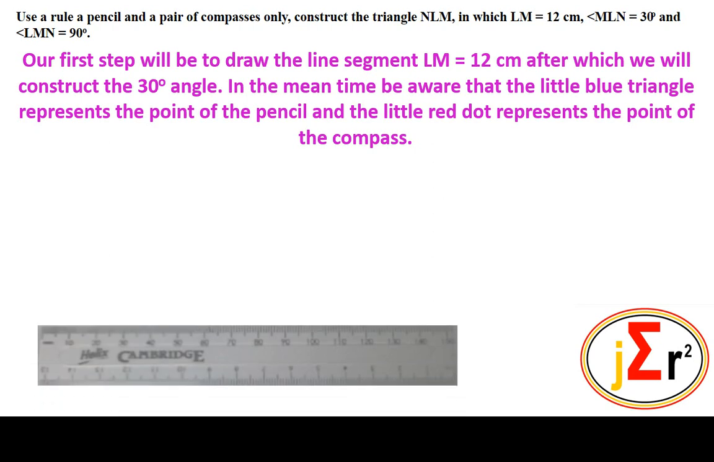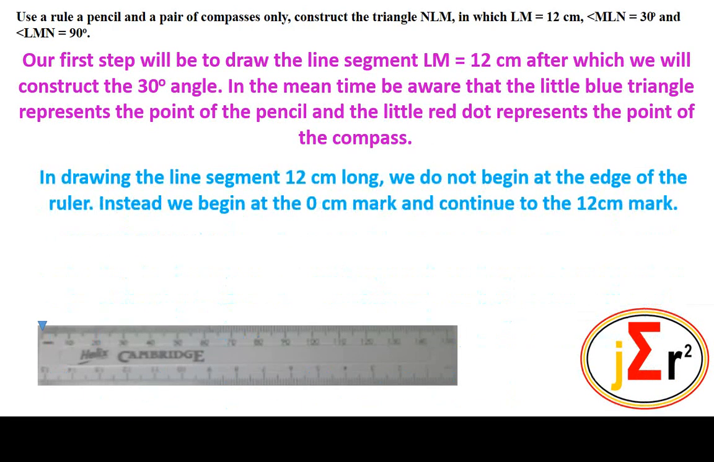So there is our ruler, and what will we do first? Draw the line segment LM, 12 centimeters. In drawing the line segment 12 centimeters long, we do not begin at the edge of the ruler. Instead, we begin at the 0 centimeter mark and continue to the 12 centimeter mark.